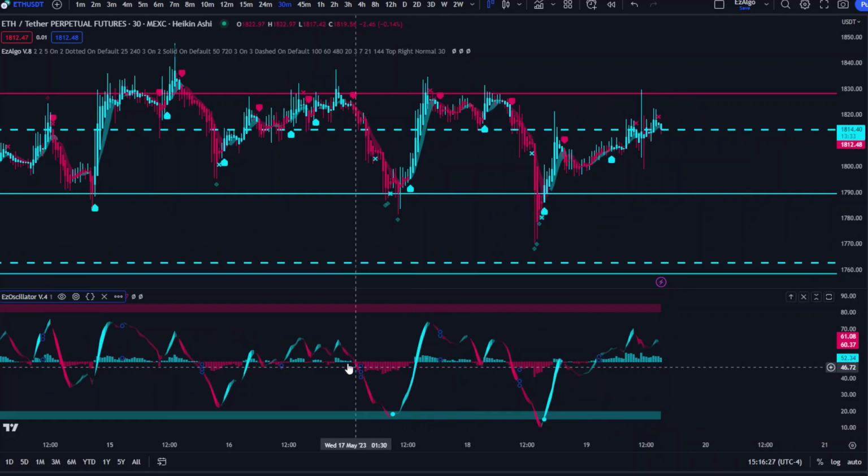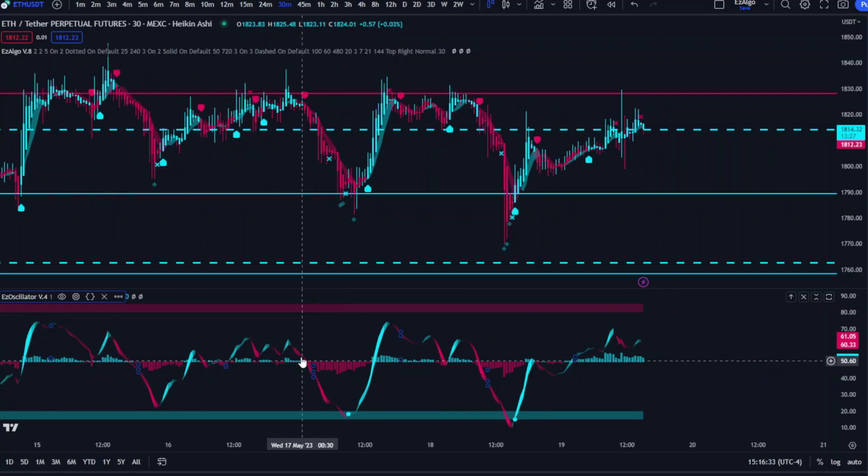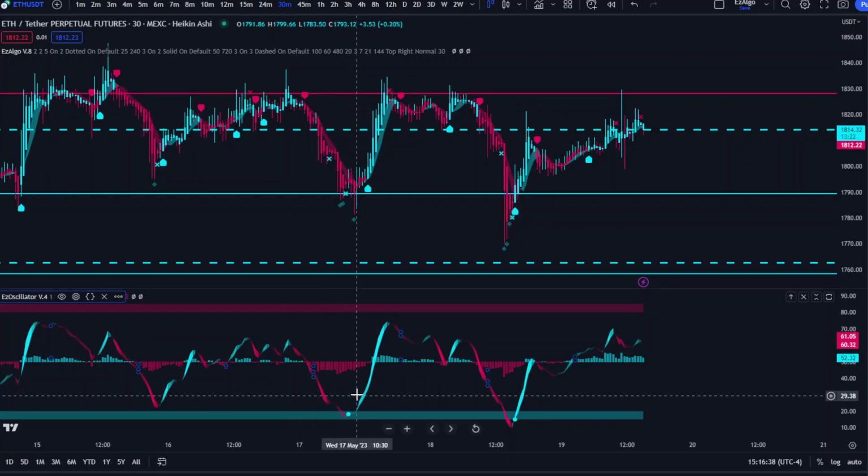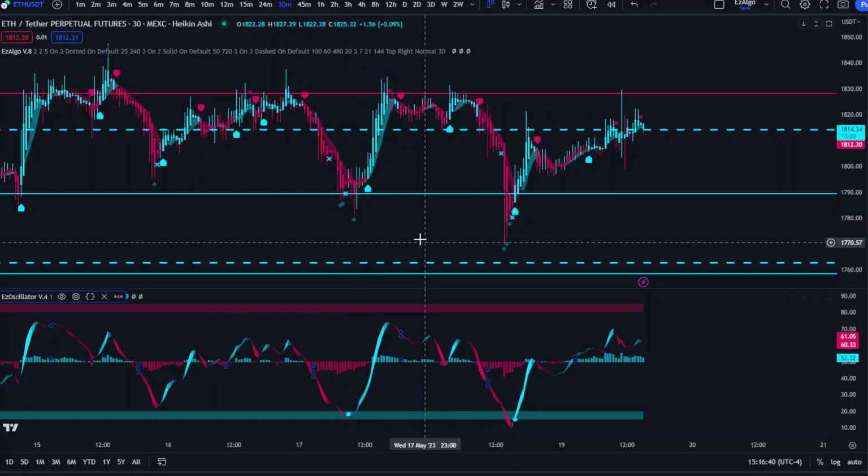You can see the wave trend oscillator does a great job at predicting the momentum shifts in the market. So when the wave trend flips from blue to red, you can expect some sort of downtrend, and when the ribbon flips from red to blue, you can expect some sort of uptrend.